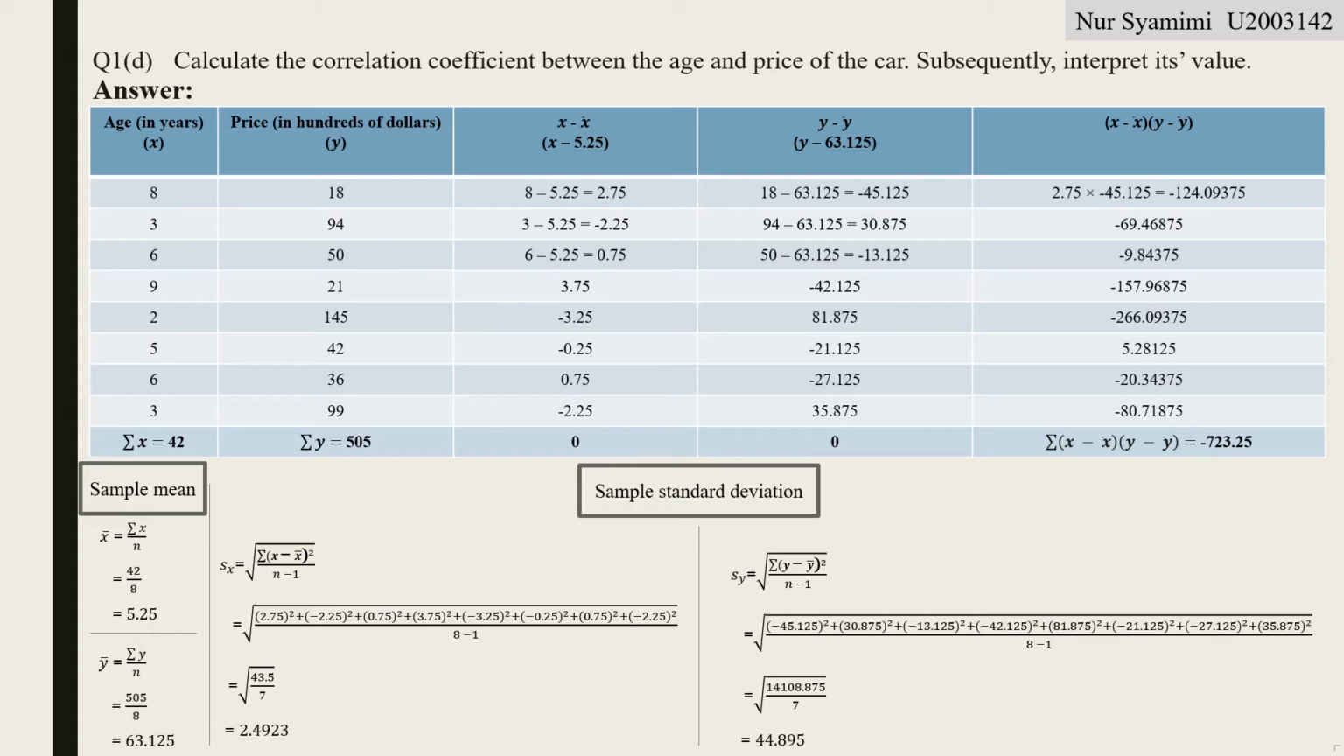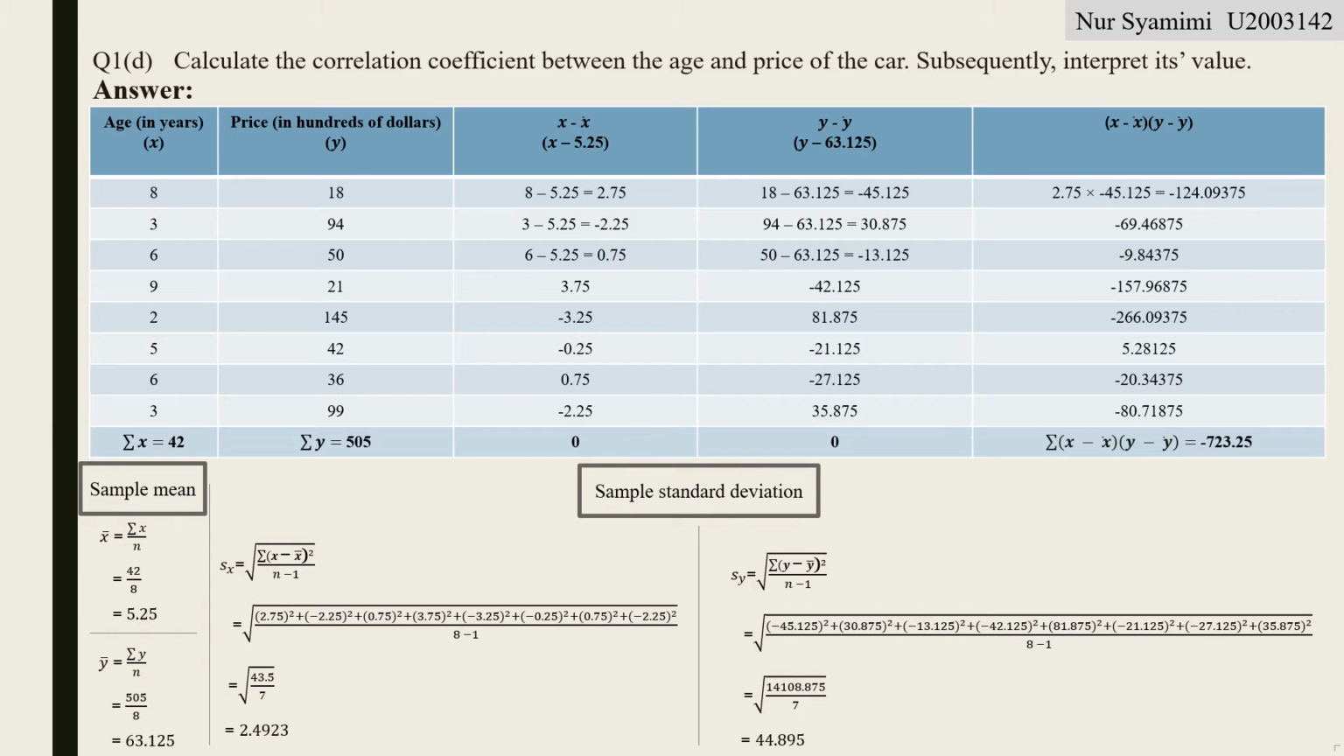For column 1, x stands for age and the sum of x is equal to 42. For column 2, y stands for price and the sum of y is equal to 505. For column 3, x minus x bar, where x bar stands for sample mean. To calculate the x bar, we use the sample mean formula, which is x bar equals the sum of x divided by n. n is equal to 8 because we have 8 data in the information given. So 42 divided by 8, we get 5.25.